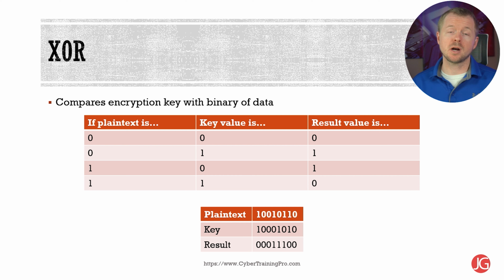Exclusive OR, which is also shortened to XOR, lines up an encryption key with the binary representation of data, and then it makes changes to it. As you can see on the screen, if both values are 0, the result's a 0. If one of the values is a 1, then the result's a 1. If both values are a 1, then the result's a 0. I've also included an example conversion for you.